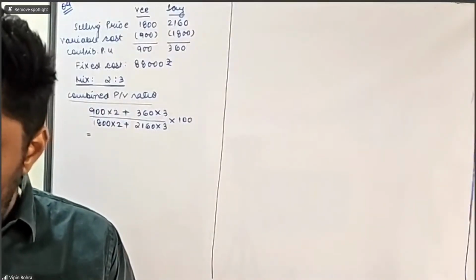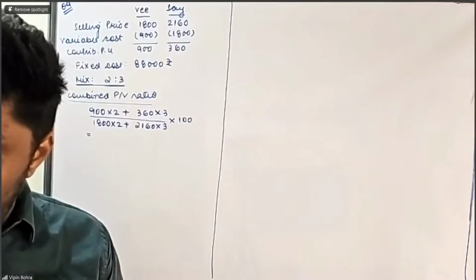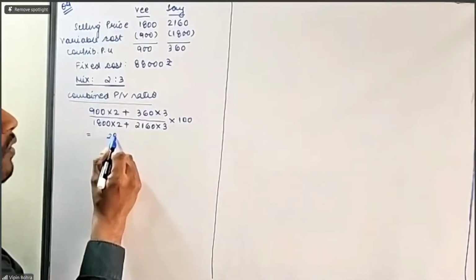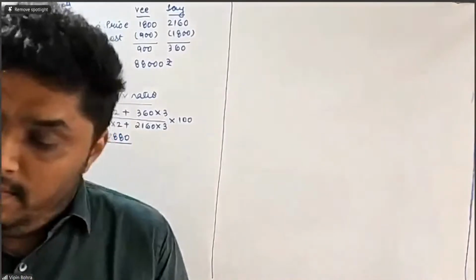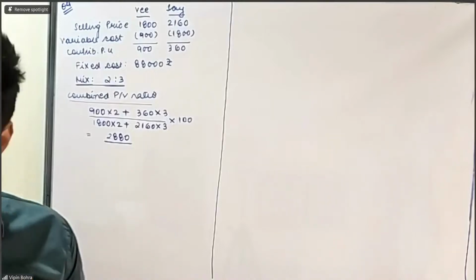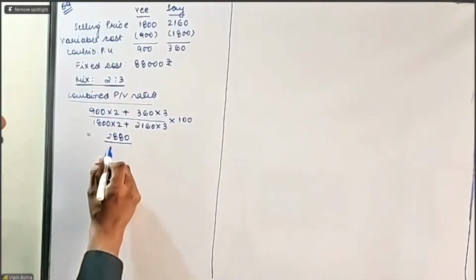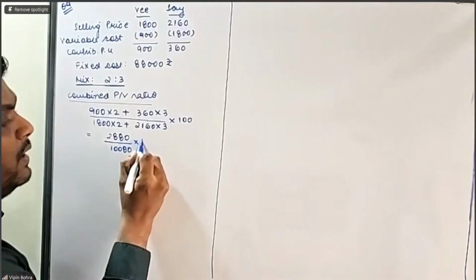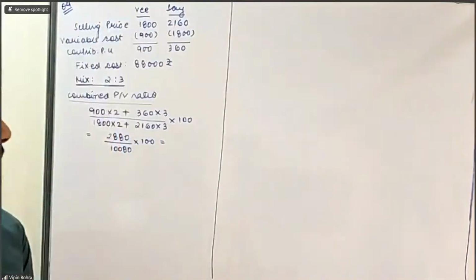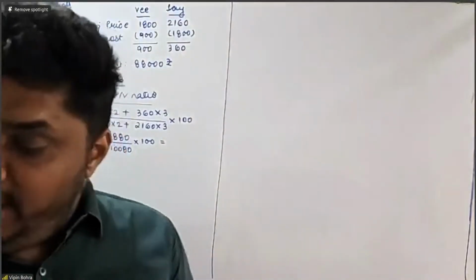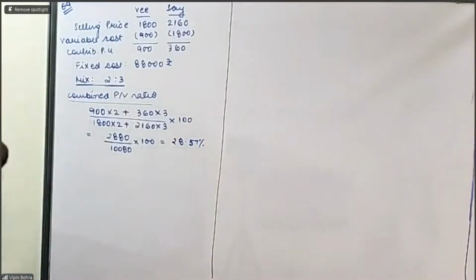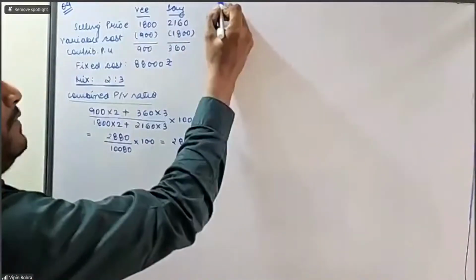So 900 into 2 plus 360 into 3 is 2880, divided by 10080, multiplied by 100. So my combined PV ratio will be 28.57%.